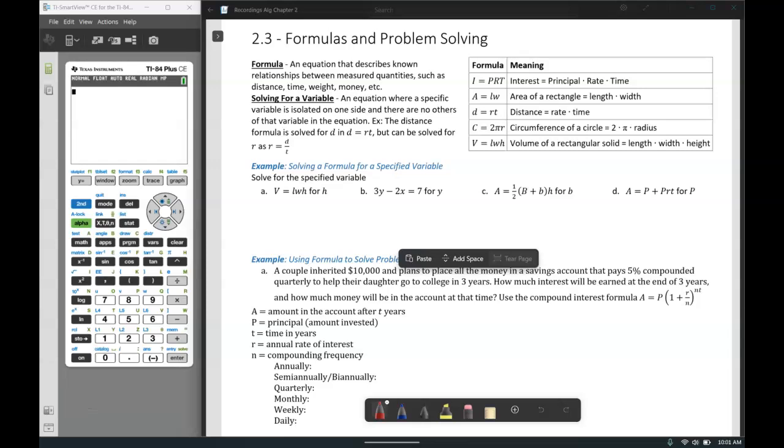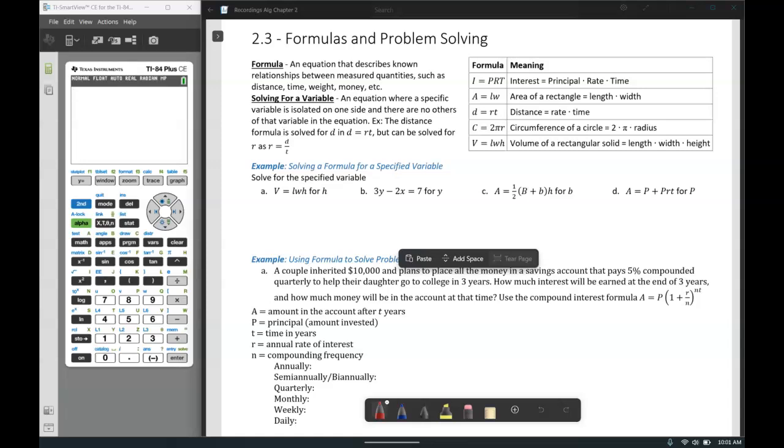Within our second chapter, we will be talking about formulas and extending what we used in previous lessons to problem solving. So formulas show up a lot. They describe relationships between measured quantities: distance, time, weight, length, money, anything that can be measured and quantified. We can represent these various relationships using formulas.